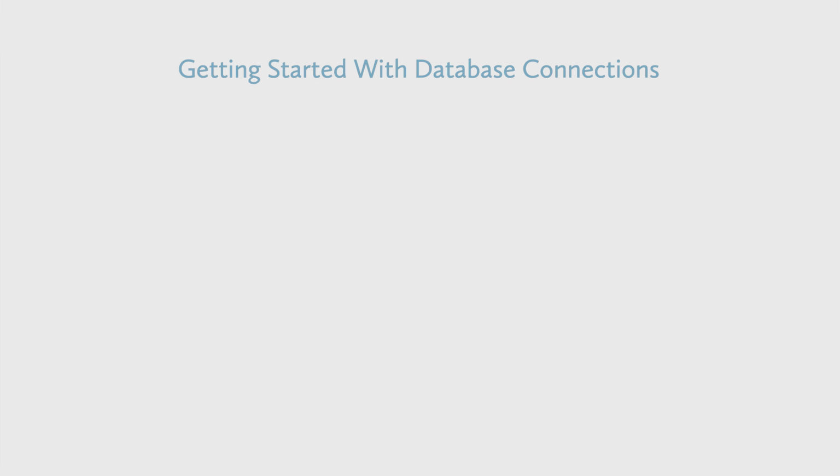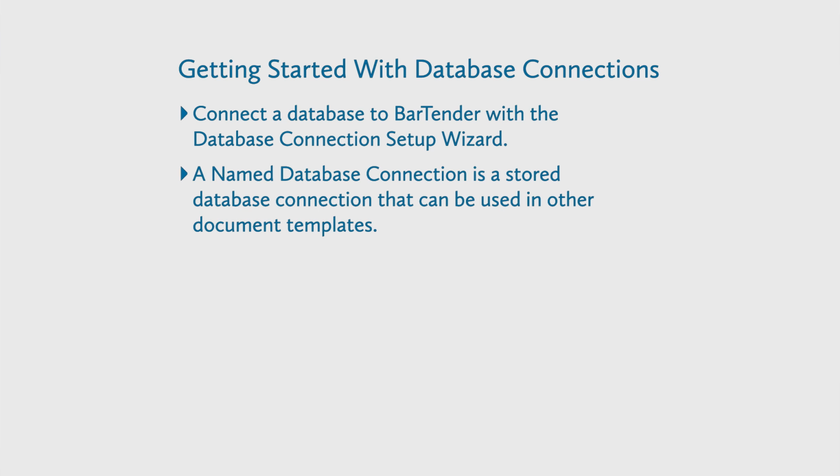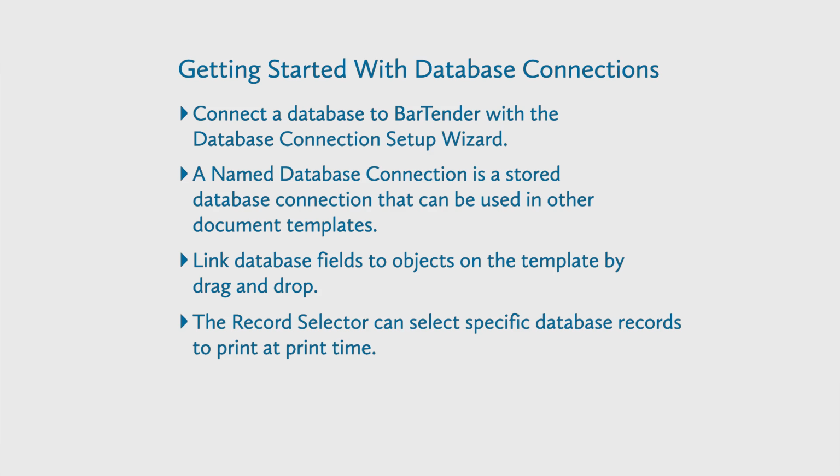To quickly recap, in this video, you learned how to connect a database to BarTender through the Database Connection Setup Wizard, located in the File menu. How to create a named database connection that can be used in multiple document templates. And how to link database fields to the objects on your label template. You also learned how to select specific records at print time using the record selector.